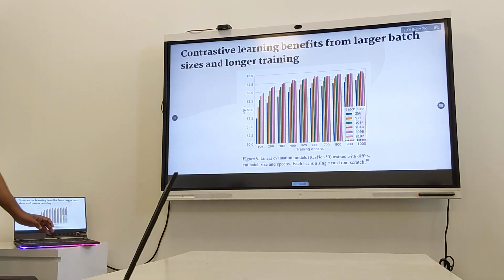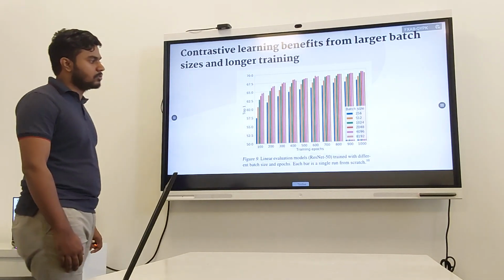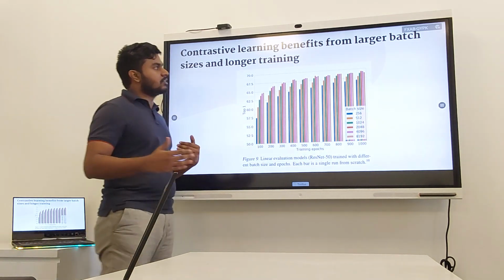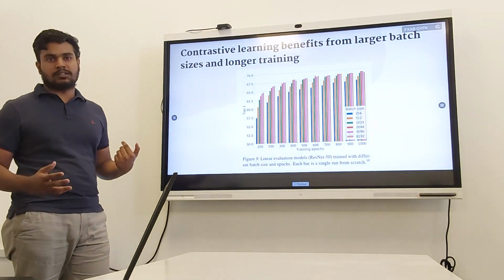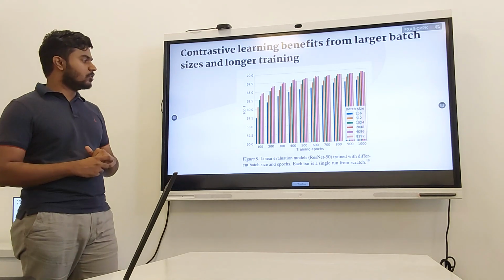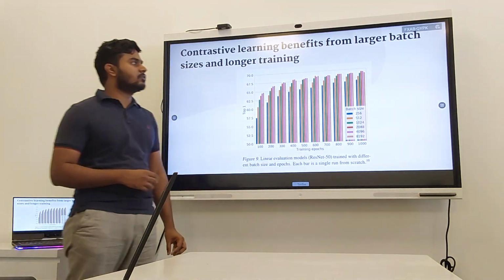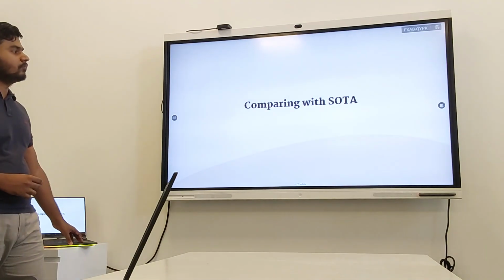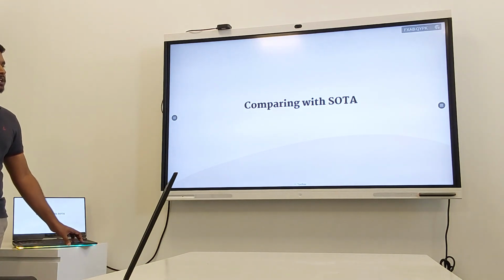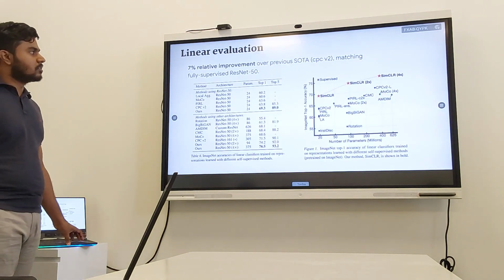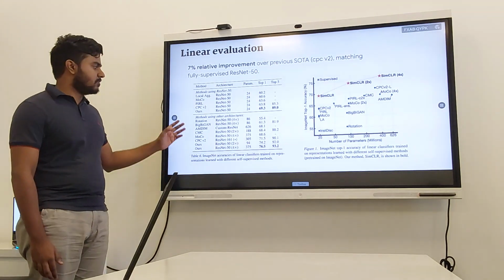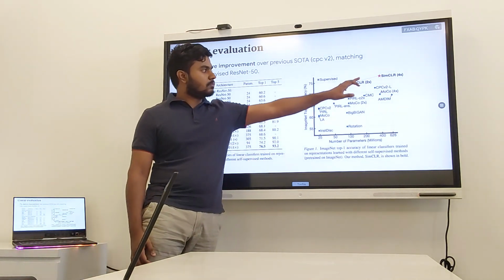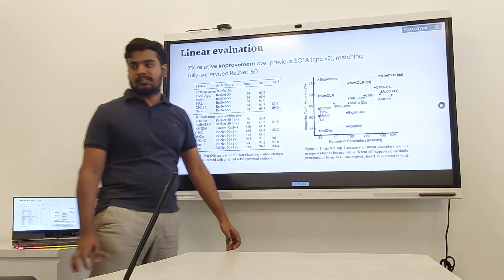Also, contrastive learning benefits from larger batch sizes and training for long epochs. The intuition here is that by increasing the batch size, we are getting more negative examples per positive image. And by training for a longer period, we are also getting a much larger number of negative examples. If you compare with the state of the art, there's around a 7% improvement over previous self-supervised algorithms. And if we increase the width of the model, it also reaches the supervised learning models.